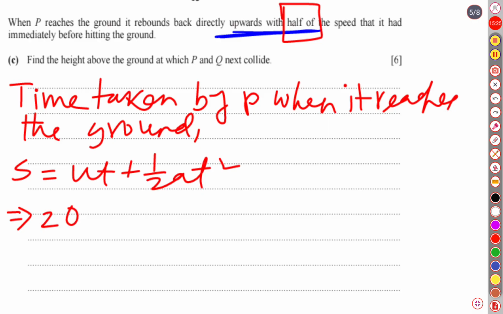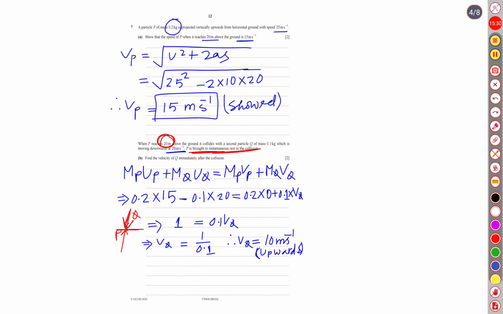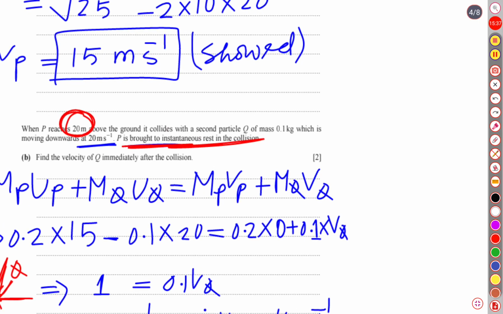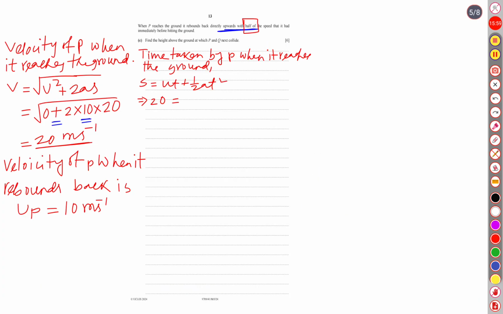How to get this 20? Let me show you from the previous question. Look at this, when they collided with each other, they were at the height of 20 meters. When P reaches 20 meters, then they collided. That means P was coming downwards from the height of 20 meters. So one thing is sure, that the displacement traveled by P to reach the ground was 20. So we can use this 20 over here.